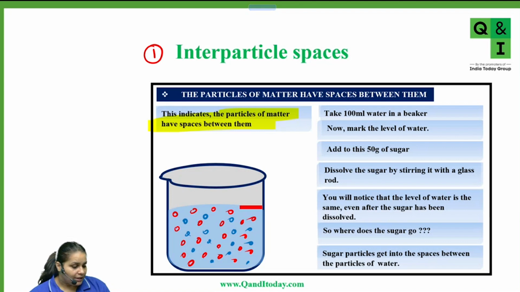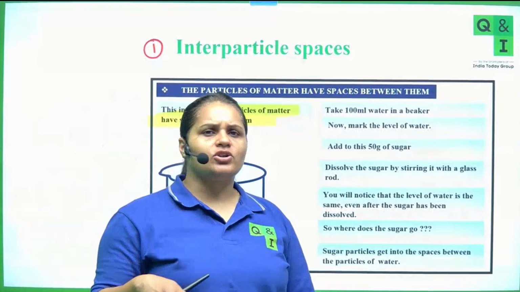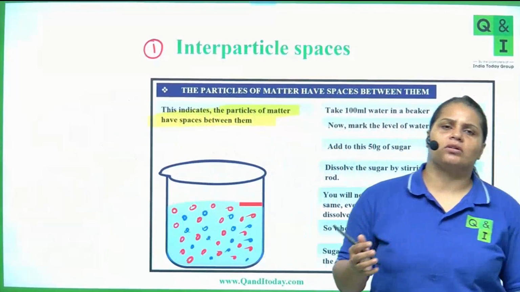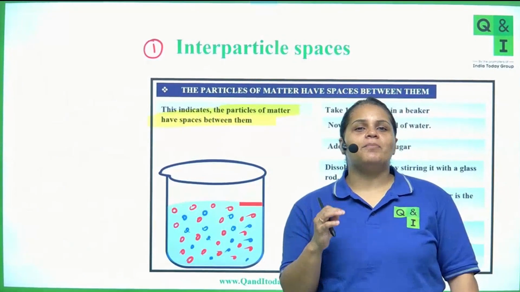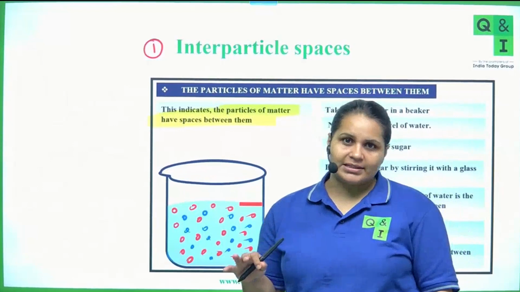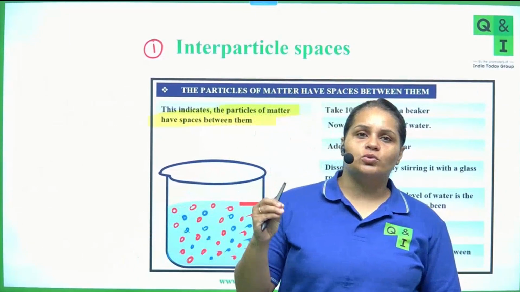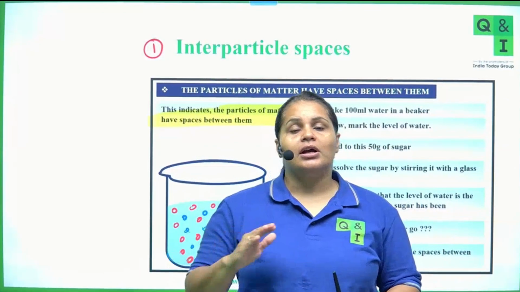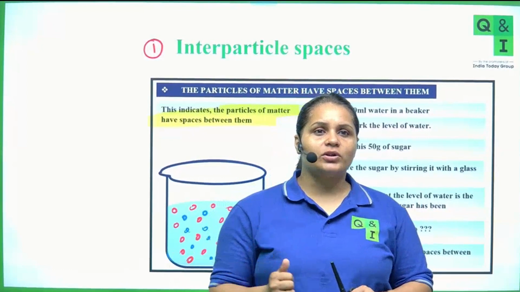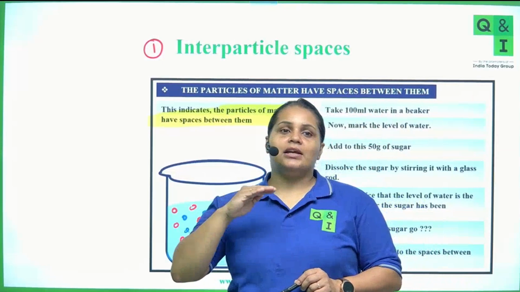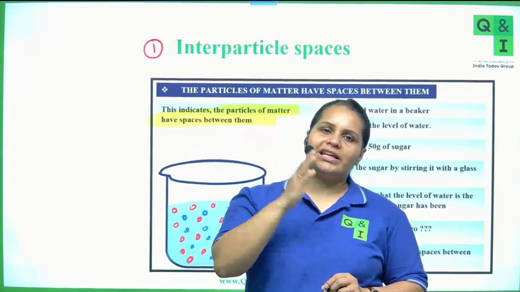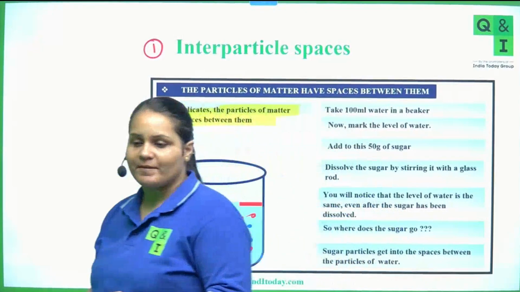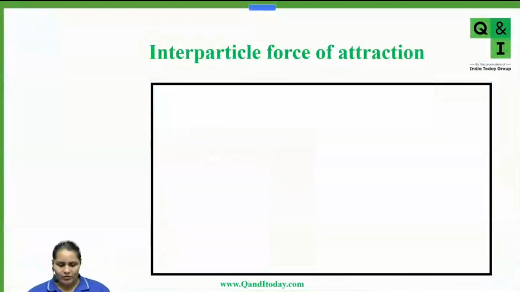See, Himanshu, you keep on adding sugar, and it will keep on dissolving, right? A time will come when it will stop dissolving. It means all the spaces have been occupied by the sugar particles, so it's no more getting dissolved. Now we say it's a saturated solution; you can't dissolve any more sugar. Understood, Himanshu? Till the spaces are there, the sugar will keep on dissolving and the level won't rise. Okay, fine. Let's move on to the next one.